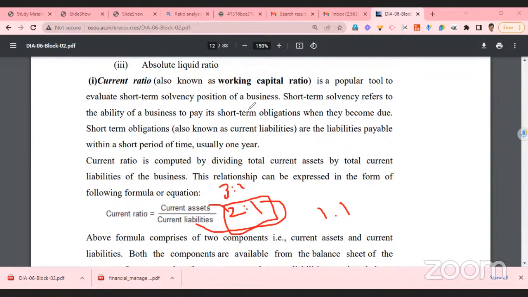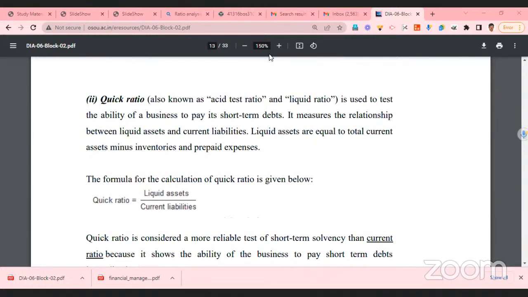Okay, so this is the case. What is the standard for the optimum level of the current ratio? 2:1, sir, 2 is to 1. Okay, now you can compare this with the quick ratio. The quick ratio is 1 is to 1. One is liquid assets, one is current liabilities.